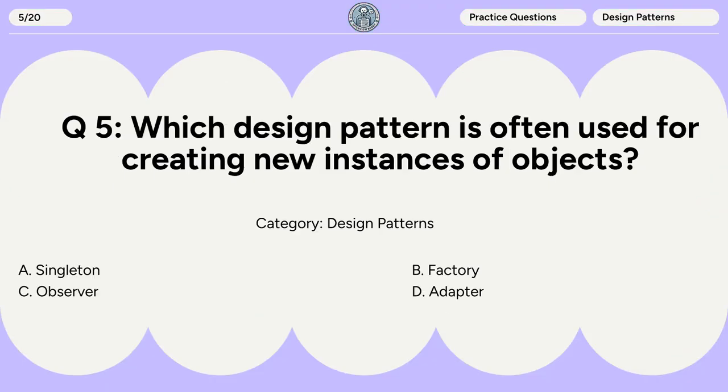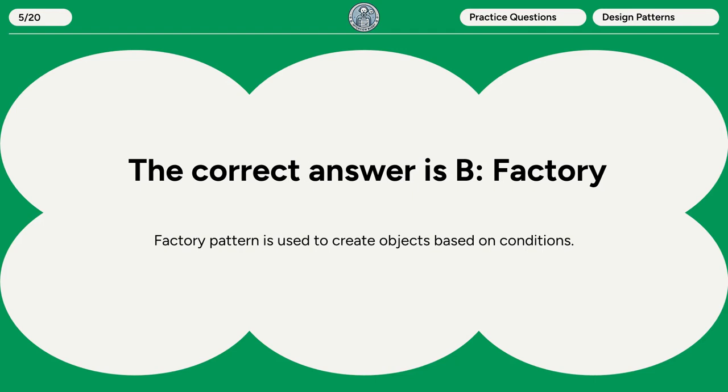Question 5. Which design pattern is often used for creating new instances of objects? A. Singleton. B. Factory. C. Observer. D. Adapter. The correct answer is B. Factory. Factory pattern is used to create objects based on conditions.